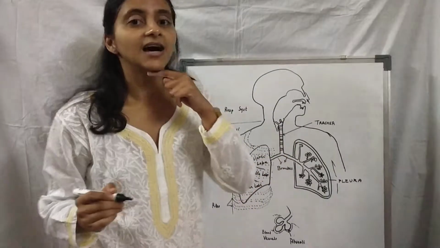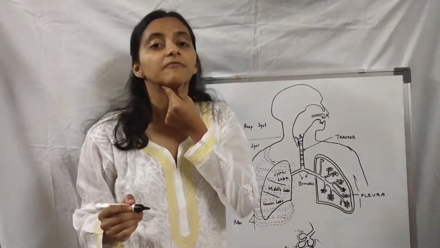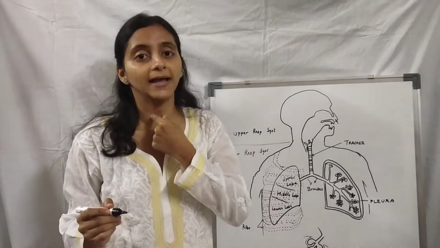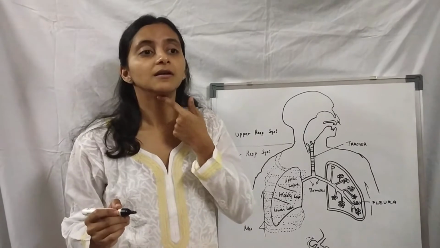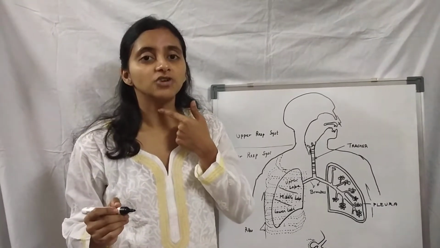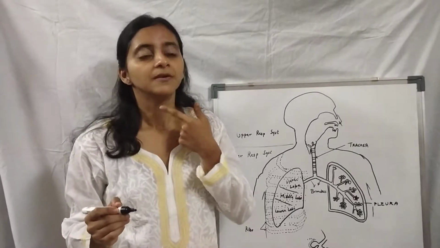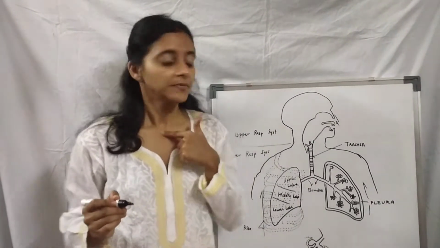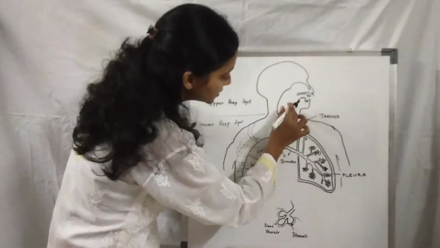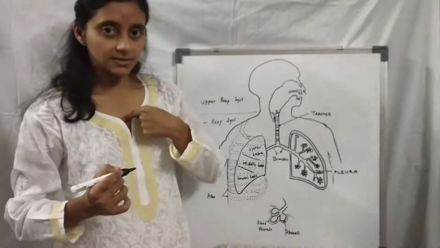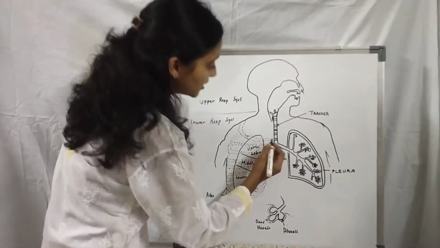The trachea starts here, where your throat is. From that level your trachea, which is the windpipe. When you touch your neck from the front, that cartilaginous structure you can feel is your trachea. It starts from here and goes right down till here, and then once it enters into the chest cage, it divides.